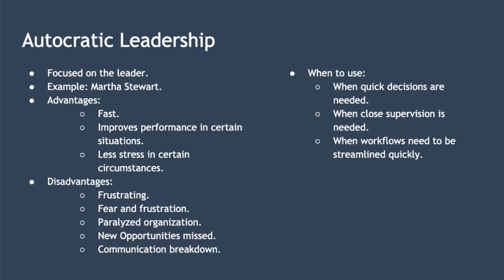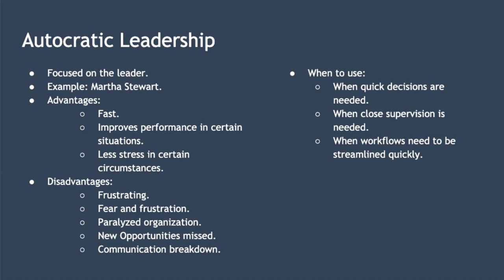Now, there are also disadvantages to autocratic leadership. So it can be frustrating for subordinates. So communication is one way, which obviously people can find frustrating. Fear and resentment and frustration are common as people don't like being bossed about and criticized more often than praised. It can result in a paralyzed organization. And this can happen when the leader isn't present. So the entire organization is dependent on the leader for instructions, but when they're absent, they can't do anything.